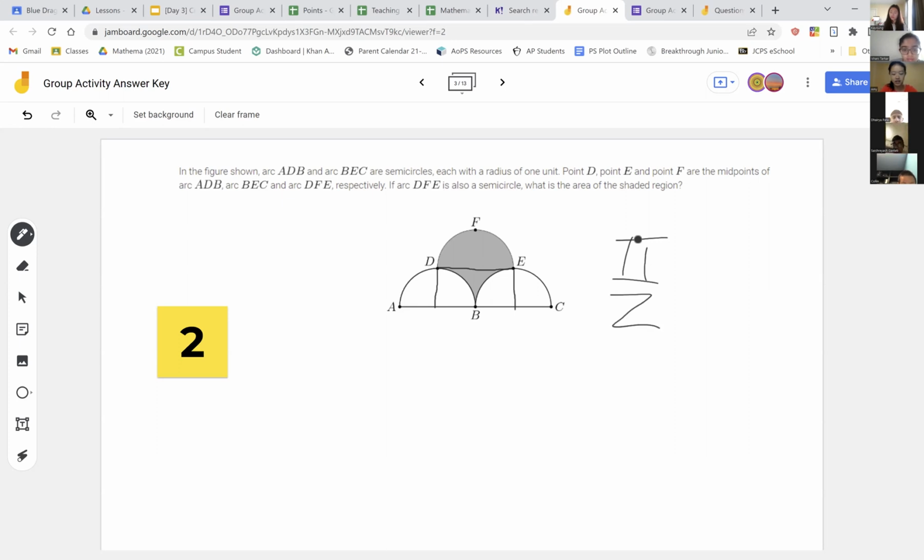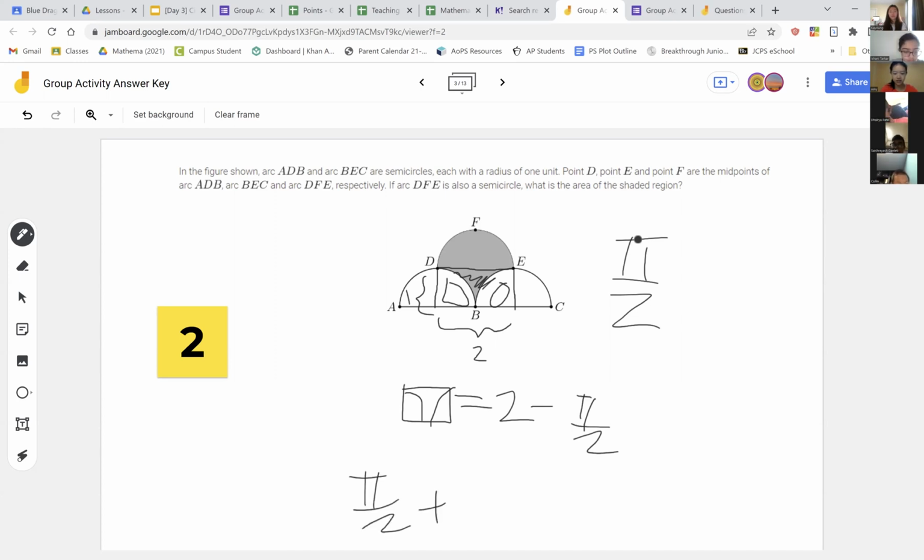And then this area down here, this part is 2 radii, so that would have a length of 2. And the height is just a radius, so that would be 1. So the rectangle area is 2. And then the 2 quarter circles that are cut out of it together are just another semicircle. So you're basically subtracting pi over 2. And so together, pi over 2 plus 2 minus pi over 2 is just 2. So that's the answer.